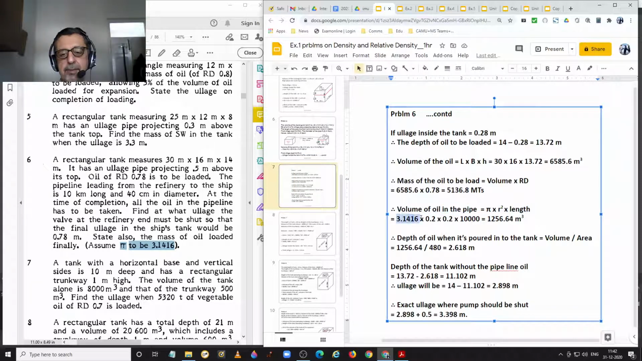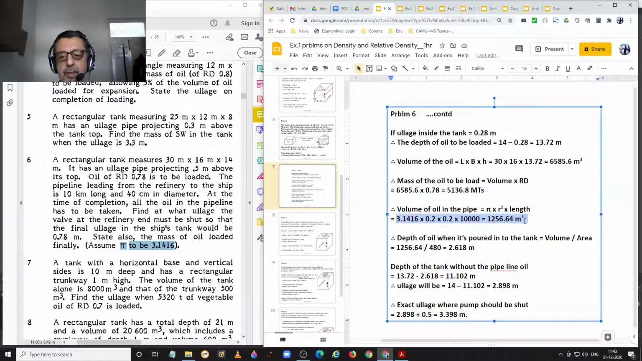Pi is given to us as 3.1416. Radius is 0.2. Remember the diameter is 40 centimeters, converted to meters is 0.4 meters, and radius is half the diameter, 0.2. So pi into r square into the length, 10,000 meters. 10 kilometers, convert to meters, 10,000 meters. Gives us the volume of the oil within the pipe equal to 1256.64 cubic meters.